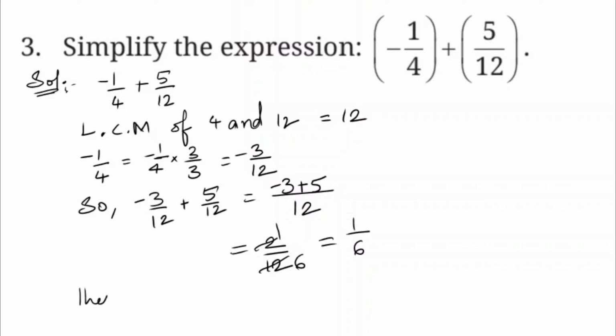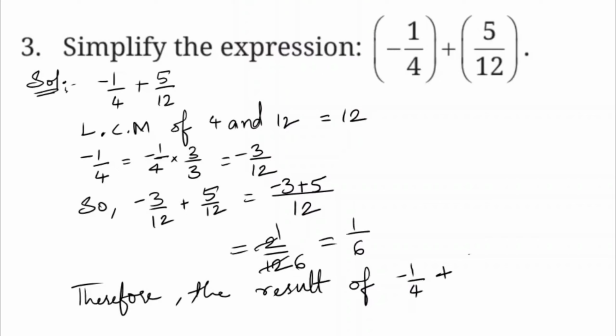So lastly we can write, therefore, the result of minus 1 by 4 plus 5 by 12 is 1 by 6.